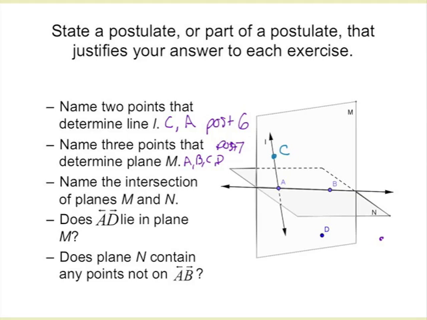The next one says, name the intersection of planes M and N. So then we could think about our postulates and say, well, what do our postulates say about when 2 planes intersect? When 2 planes intersect, what are we supposed to get? A line. So we know our answer has to be a line. So it'd be the line AB. And the postulate that tells us that we get a line is postulate 9.